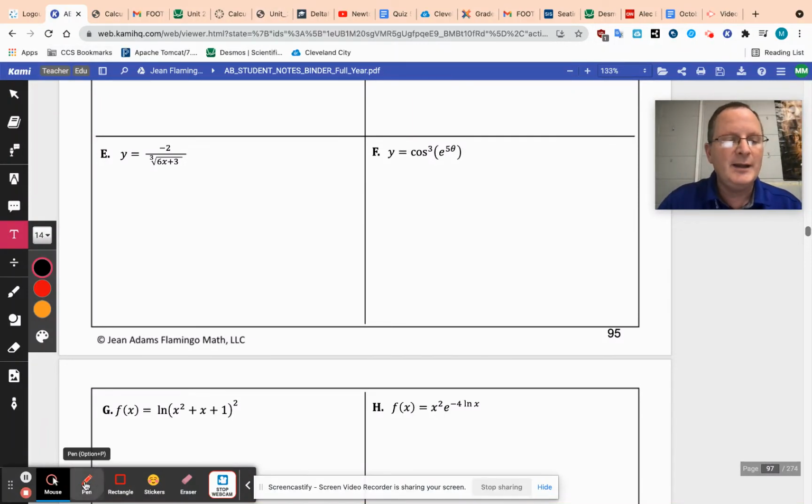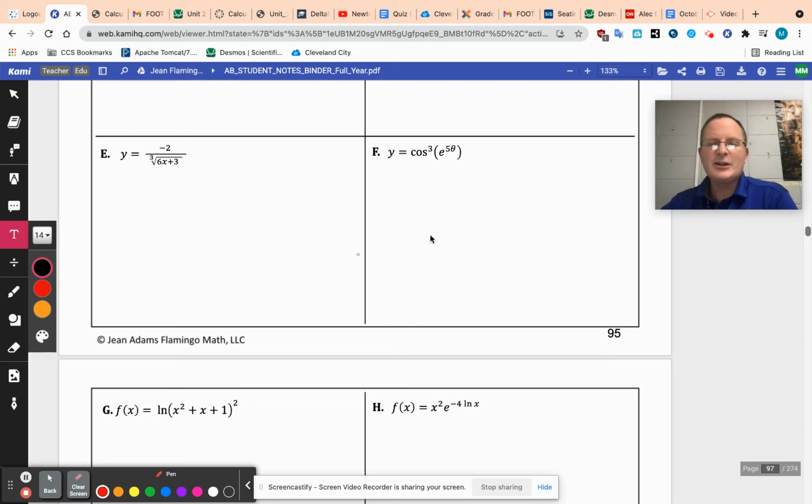Okay, so on F, it's good to break the video up anyway. On F, we have three things going on here. The outside function is actually a cube. Let me rewrite this so you can see what I'm talking about. This is the cosine of e to the 5 theta, whole thing cubed. That's what that means.